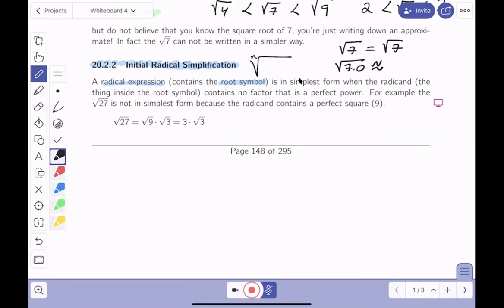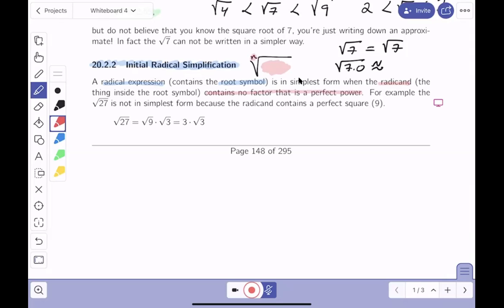I want to point out what the radicand is here. The radicand in the problem is going to be what's inside here. That's the radicand. Goes on to say in parentheses there, the thing inside the root symbol. Here's the problem. A lot of students read this and have no idea what it's stated. It says contains no factors that is a perfect power. We're talking about this power over here. All right, so let's talk through it.